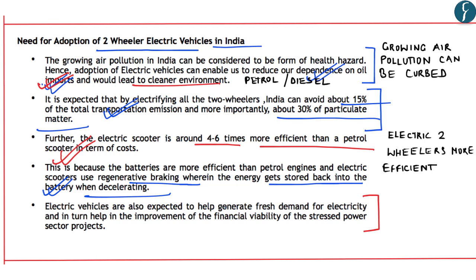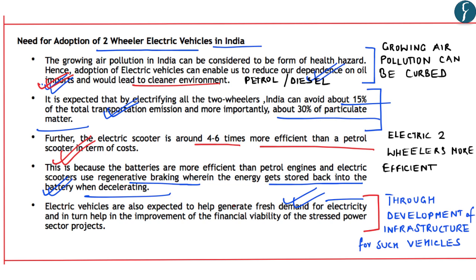Further, the sale of more electric vehicles will also help in generating fresh demand for more electricity through the development of proper infrastructure for such electric vehicles. And this renewed demand in the power sector will also help to improve the financial viability of the power sector, which is already stressed. So, the sale of these electric vehicles will also, in a way, help in creating new demand for electricity. So, these can be said to be some of the reasons why we need to adopt two-wheeler electric vehicles in India.